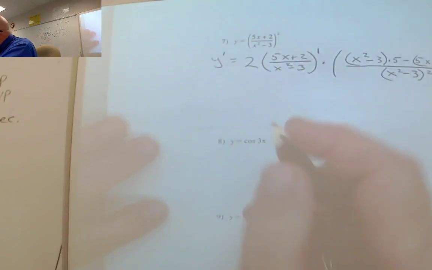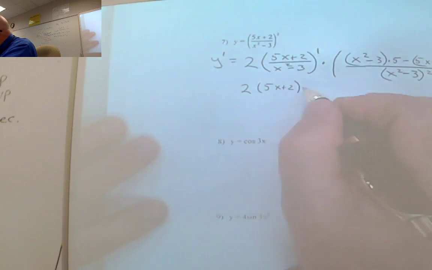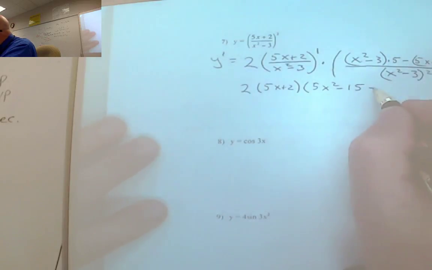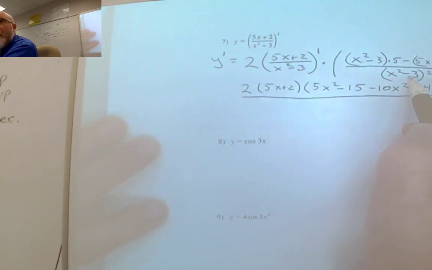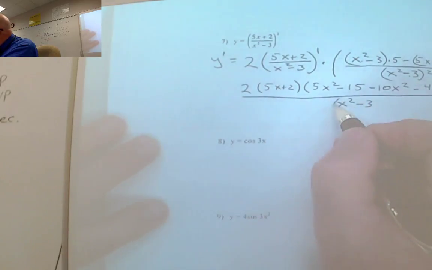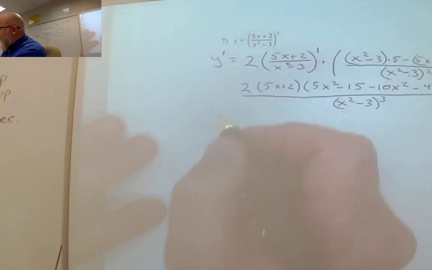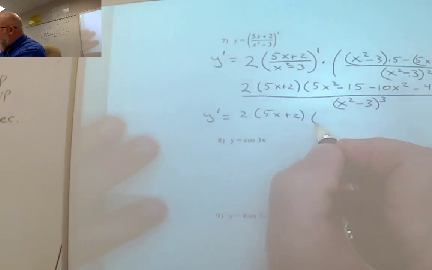No? Good. So now I'm going to simplify this, and I'm going to have 2 times 5x plus 2. I believe this is 5x squared minus 15. Now I'm going to have a minus 10x squared, I believe that's correct, minus 4x all over. Well, this and this are the same denominator, right? And I'm multiplying, I'm not adding. And so when I multiply, I'm going to get x squared minus 3 to the 3rd power. And my final answer is going to be y prime is equal to 2 times 5x plus 2 times negative 5x squared minus 4x minus 15.